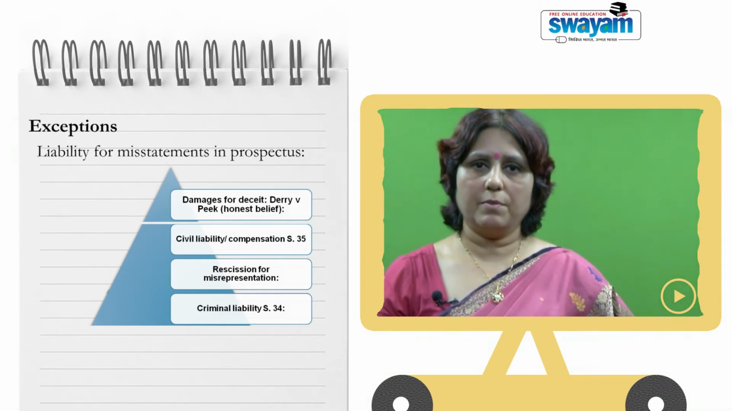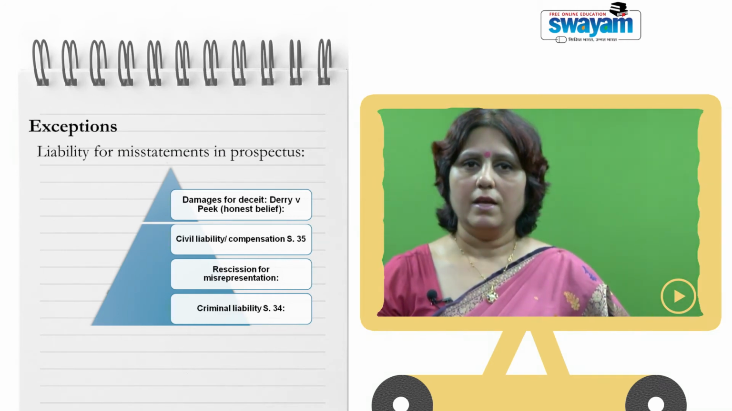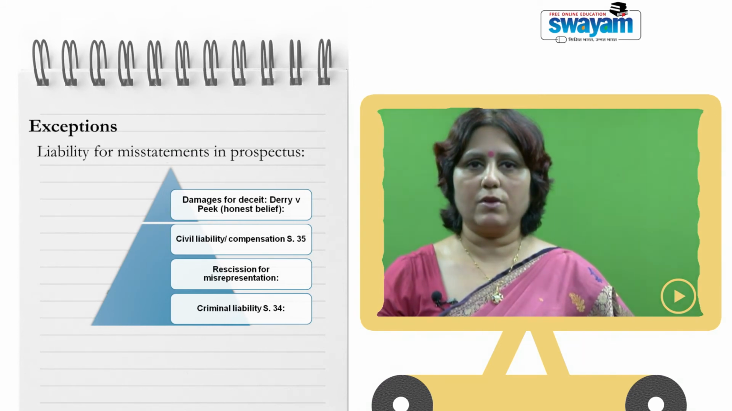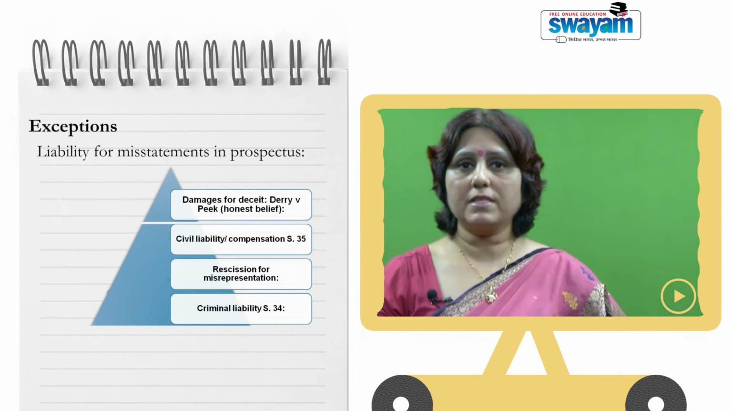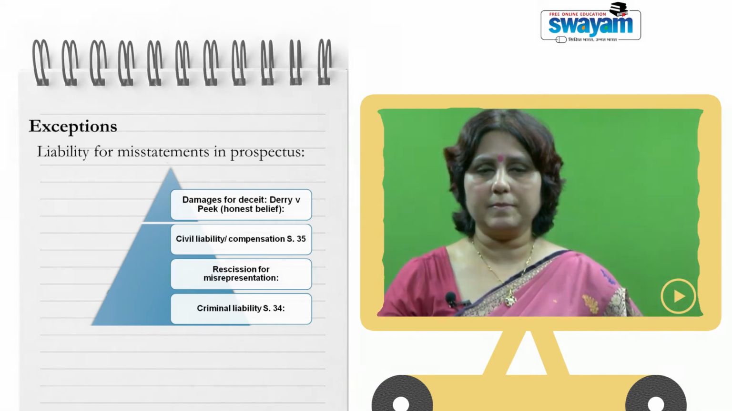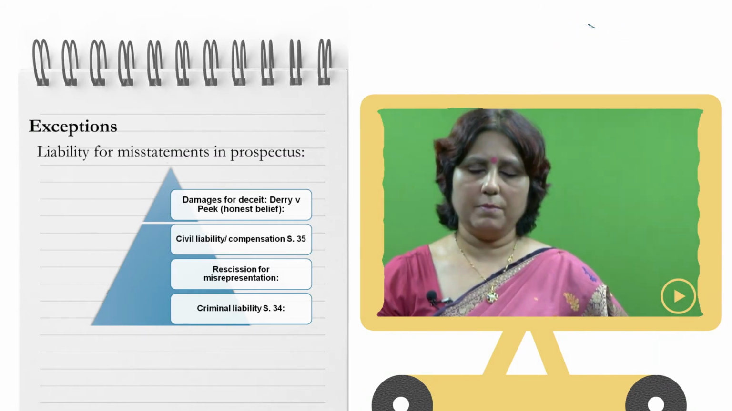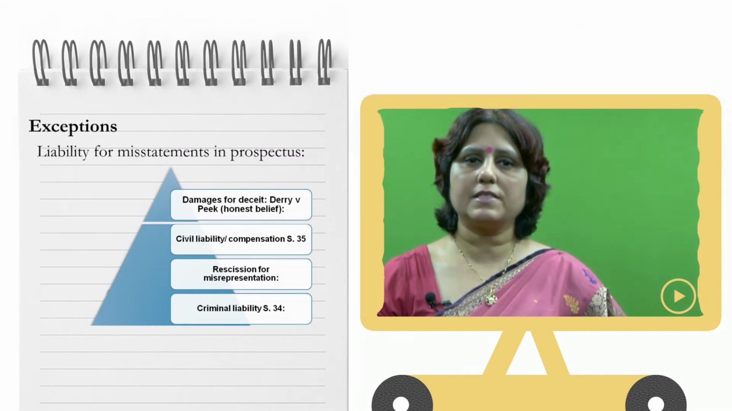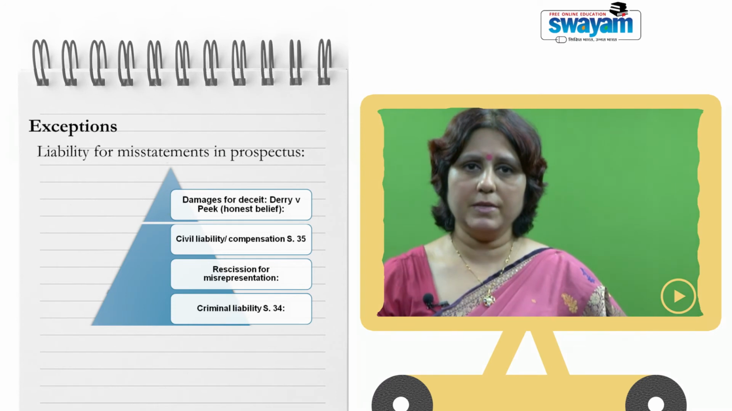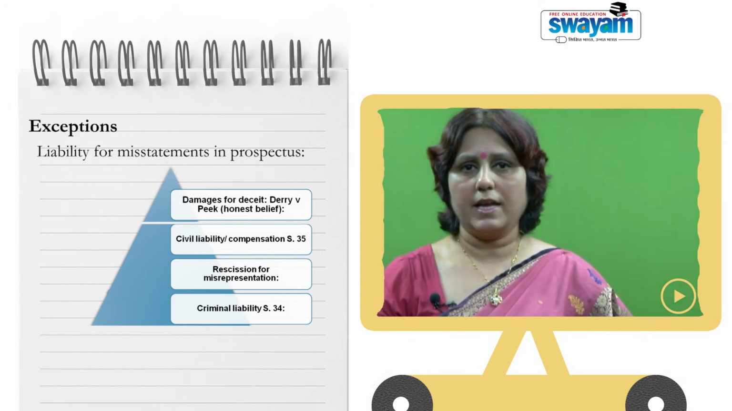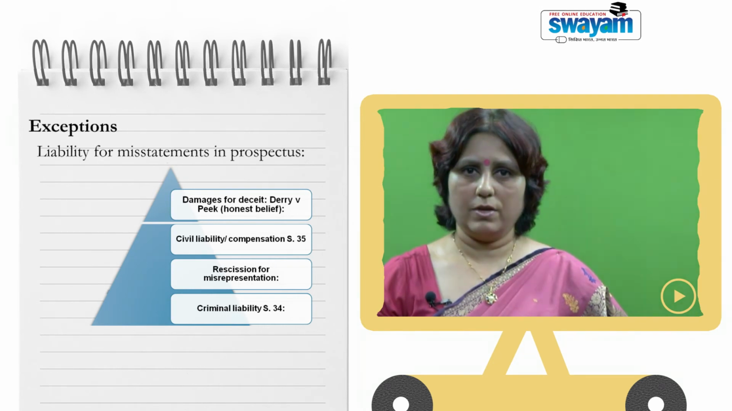The false or untrue statement can be false in context, it can be false in form, it can be untrue, or it can also be misleading. So if it is misleading and, due to these statements or the misrepresentation, the investor is misled into investing in the company, then the directors can be held liable under this particular section.